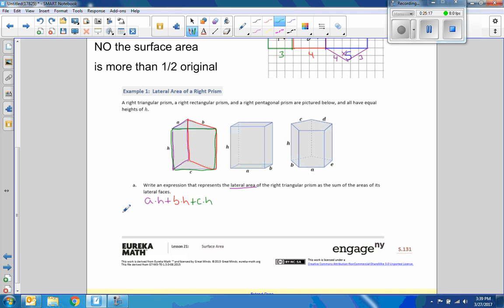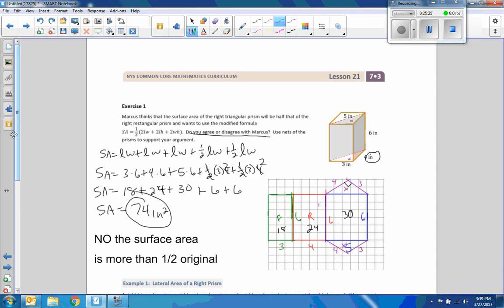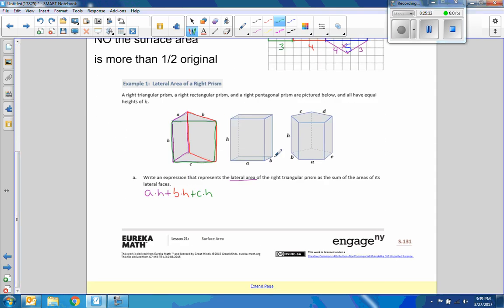Okay? And now we want to do the same for the next two. So when I go to the next page, it says write an expression that represents the lateral area of the right rectangular prism. Write an expression that represents the lateral area of the right pentagonal prism. So they're asking the same thing on all three of these, and so I don't have to go back and forth over and over again. I will just do it right here. They have a tendency in this book to like to start a problem on one page and finish it on the next, and that just doesn't always work so well. So here we go. So if I do the left side first, I'll just erase as I go so it's not too confusing.